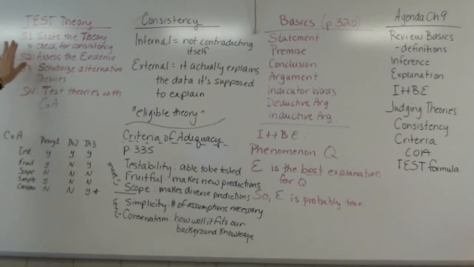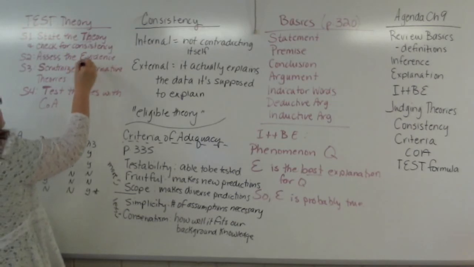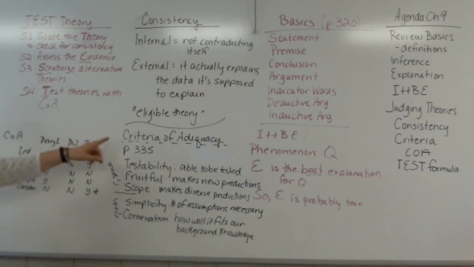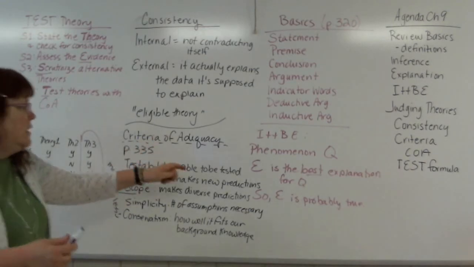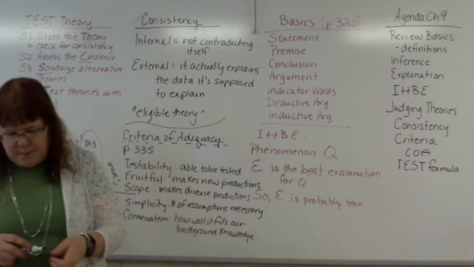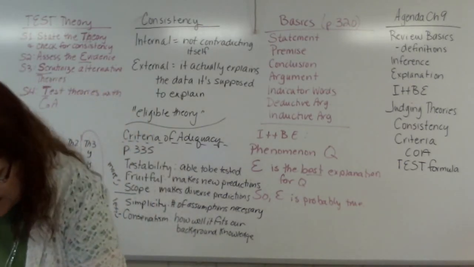So really, this is 4 steps, right? So we're going to state the theory, here's my T. We're going to assess the evidence, we're going to scrutinize the alternative theories, and then we're going to test the theories with the criteria of adequacy. We're going to run it through our little chart. Once we've done that, we can then say, okay, theory 3 is the best theory, so it's probably true. Okay, all of that work just to get back over here and get from step 2 to the conclusion. But we're used to a lot of work. Remember those lovely, lovely truth tables, okay?